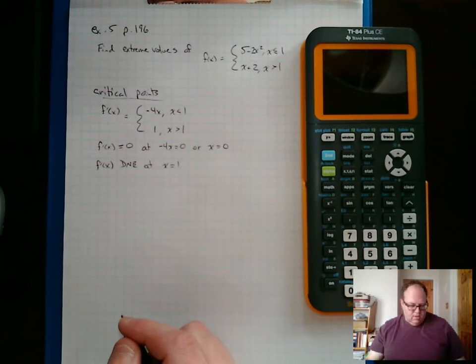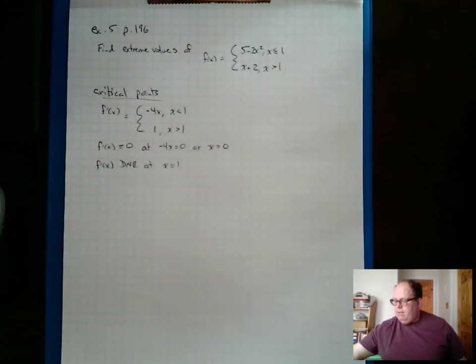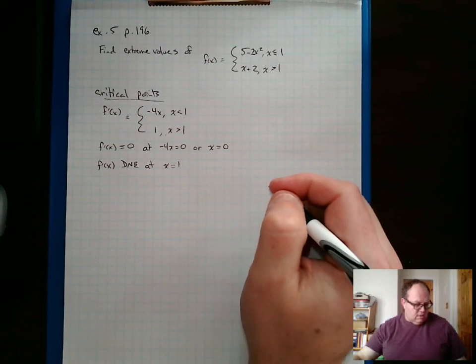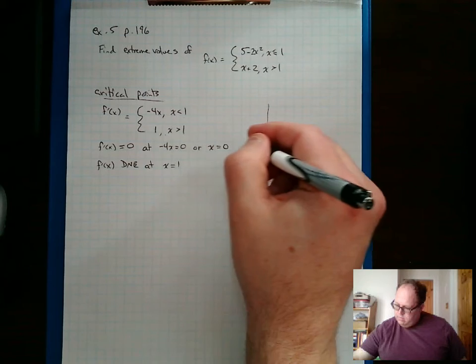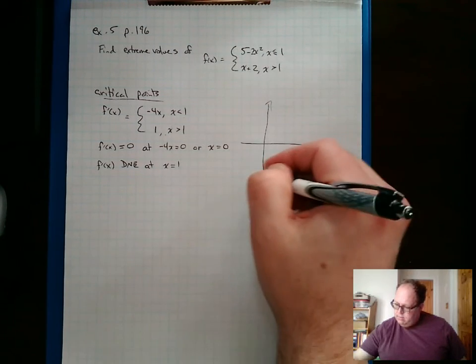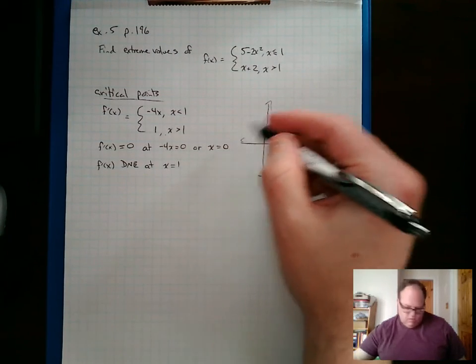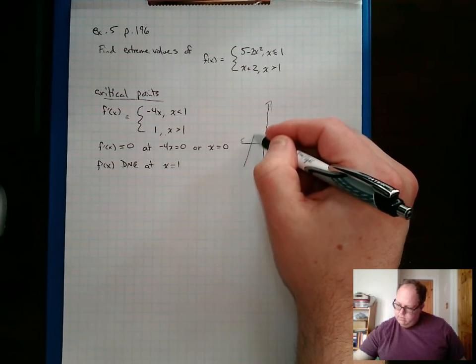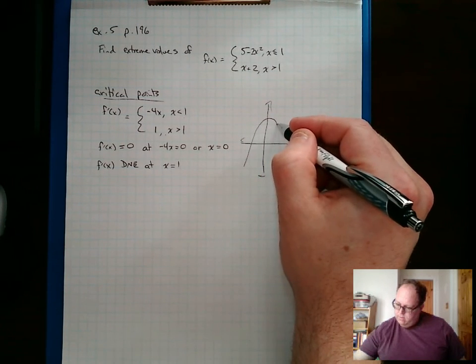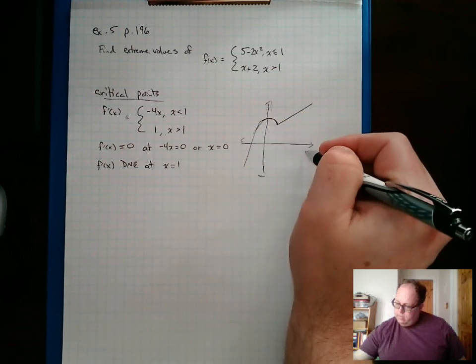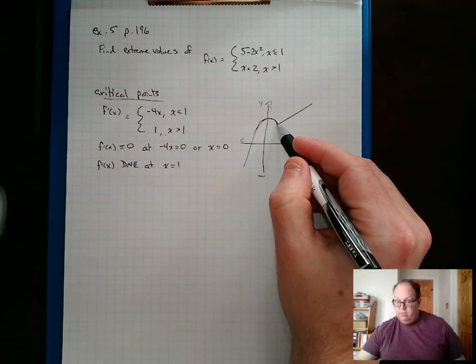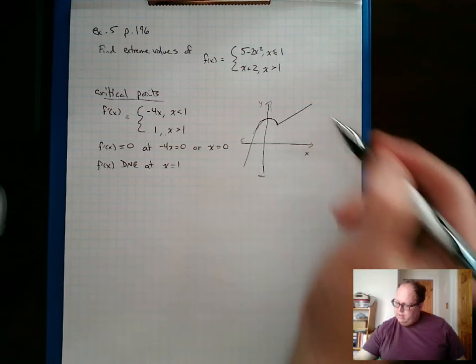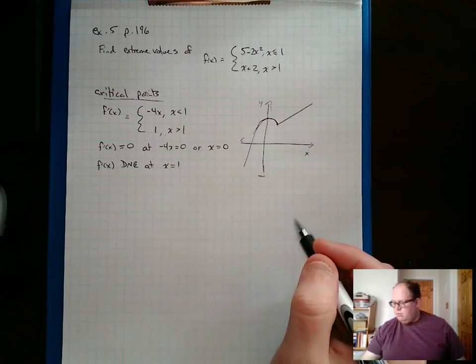It's worth pointing out that the graph of this shape, which is also shown on page 196, looks something like this, though I've drawn a terrible straight line. So this would be what we've been calling a corner. So it is a place where the derivative doesn't exist. And this is also where I have a local maximum here at x equals 0. Alright.